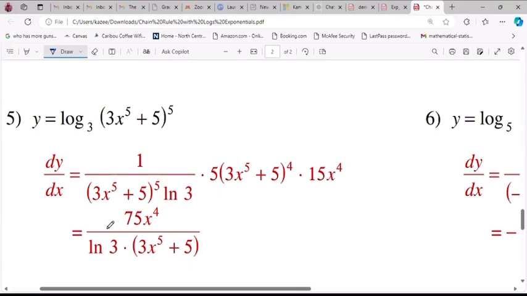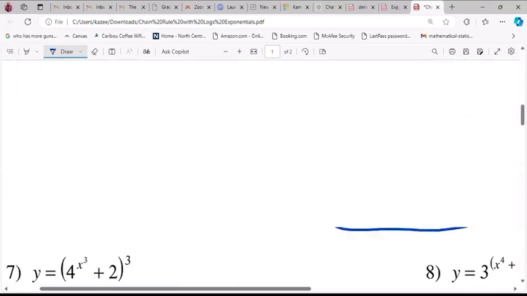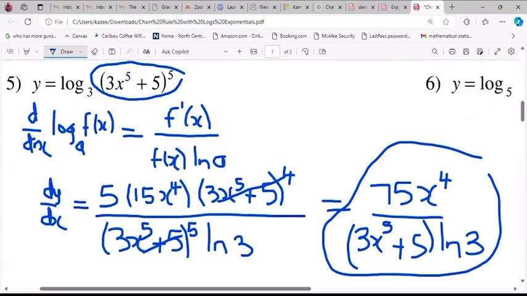Now, that's exactly what we got. 7/5 x^4. We got ln 3 down below and 3x^5 plus 5. So that was what we got. You see that? That was what we got.